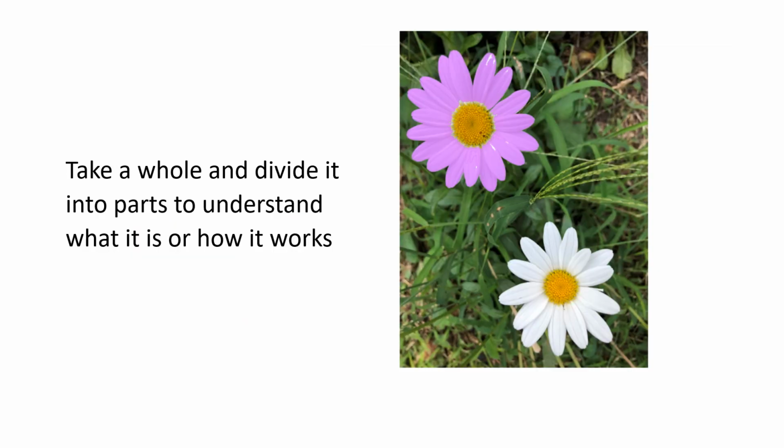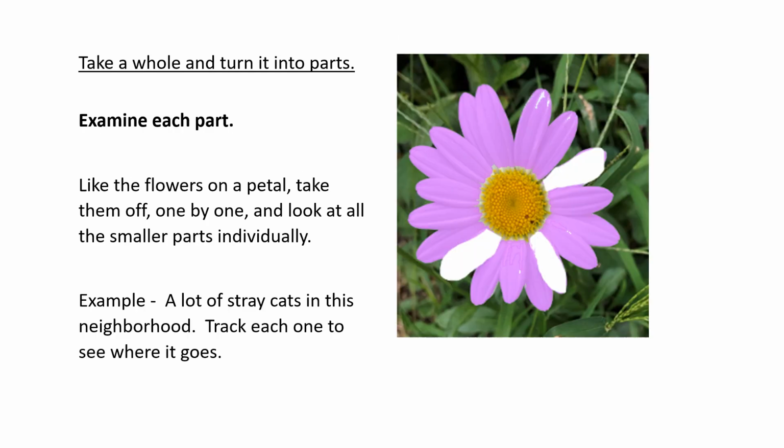There are two ways to approach an analysis. The first is to pull something to pieces. What are the component parts, and how do they interact? You can imagine taking the petals from a flower one by one to see how they are joined and what they do. To give you an example, imagine that you live in a neighborhood overrun by cats. You might just curse all cats, or you might decide to look at each one individually by putting some kind of tracker on each one.